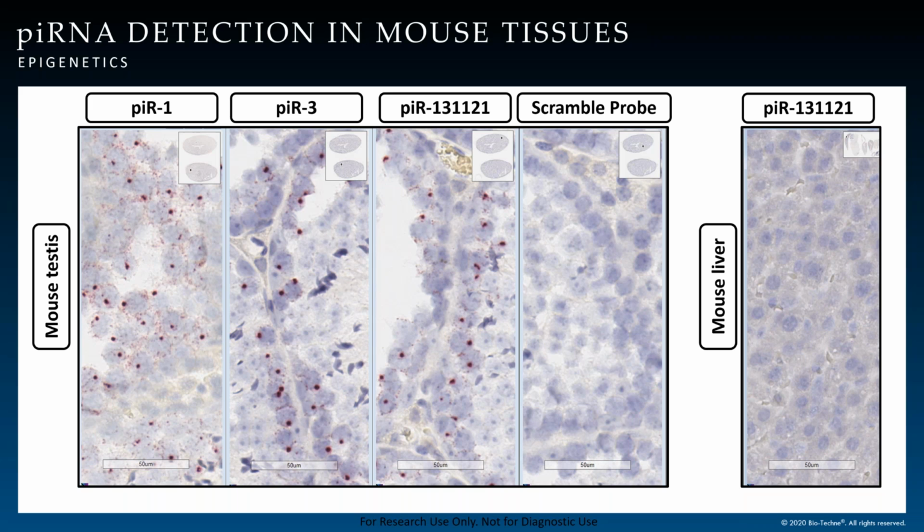As a negative control, we again showed the scramble probe, which shows no staining in the same area in the mouse testes. And to demonstrate further specificity of the probes and overall the miRNAscope assay, we also stained a mouse liver with the piRNA 131121. As I mentioned, these are germline specific piRNAs, and we actually see no signal from mouse liver, which is a somatic tissue, demonstrating the assay specificity and sensitivity at a single cell resolution.